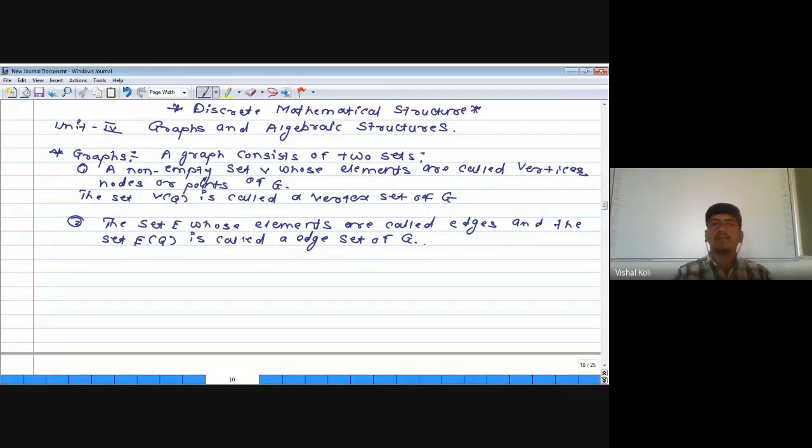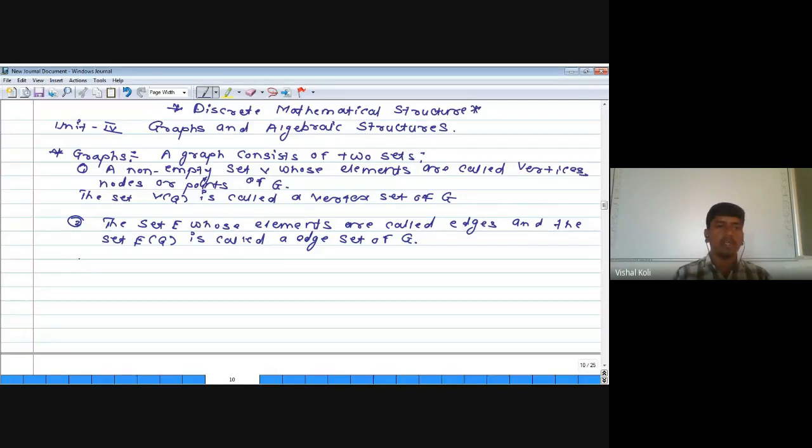So actually graph is nothing but the collection of these two sets, that is the vertex set and edge set. The vertex set is always non-empty, that is, the vertex set contains at least one element, and the edge set may be empty. So actually graph is nothing but a collection of two sets, which are the vertex set and the edge set.